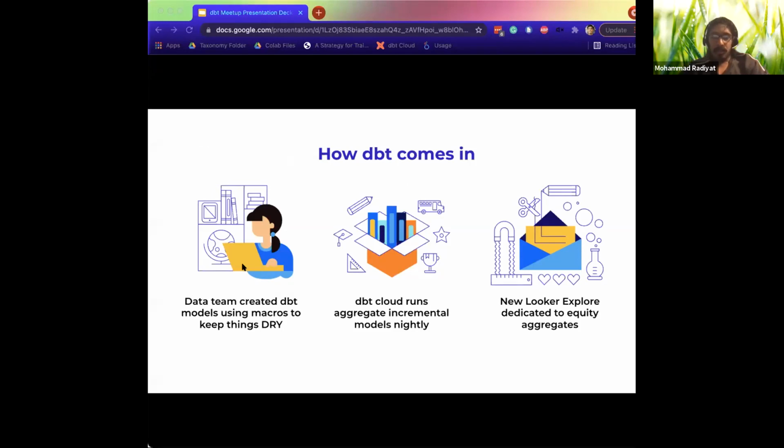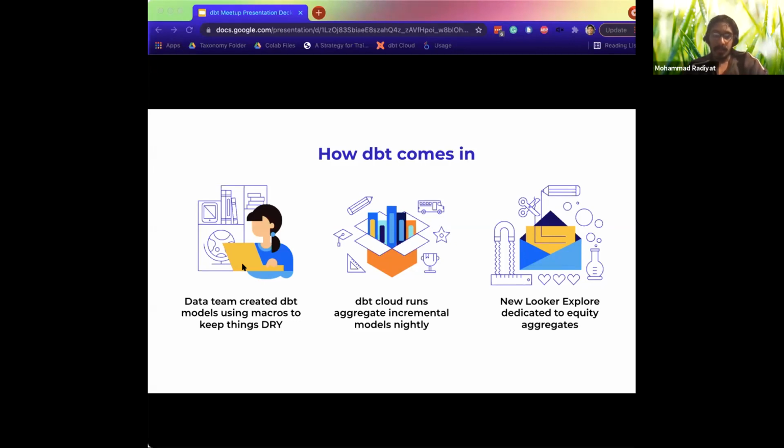With DBT, we created several models that each do a single equity aggregate. Each model has a total column for the aggregate and several breakdown columns. So for example, in our revenue aggregate model, we have total daily revenue for the entire site with columns for how much went to high need schools versus how much went to low need schools, and how much went to white teachers versus how much went to teachers of color.